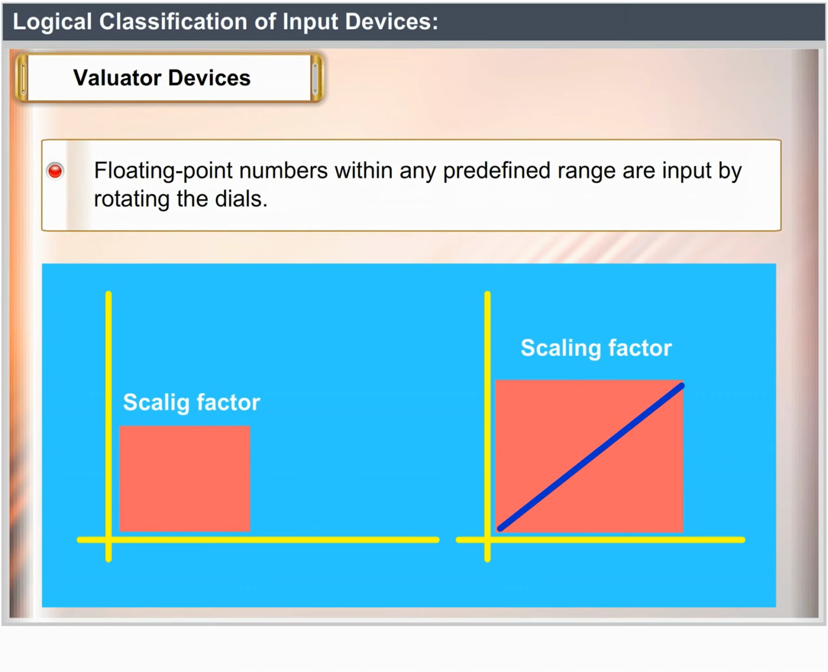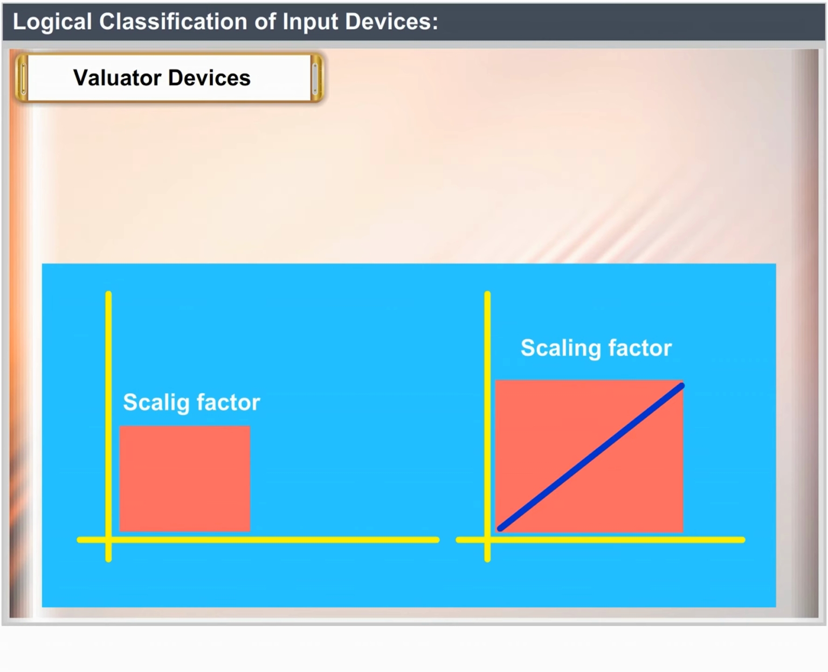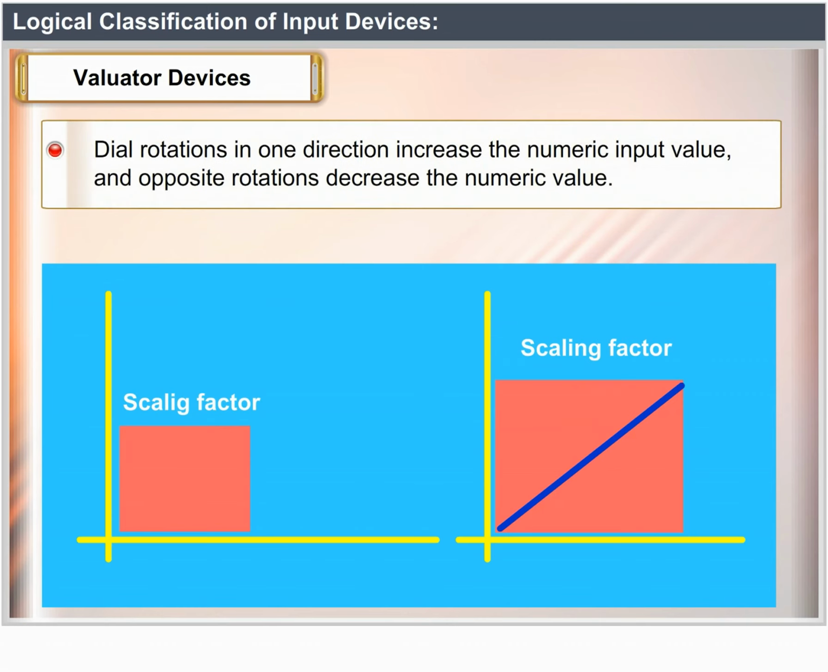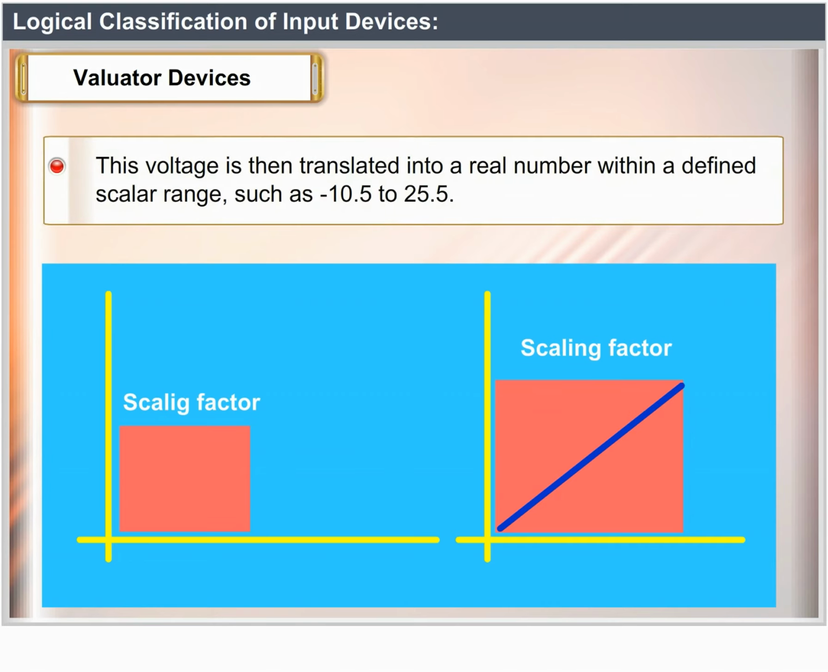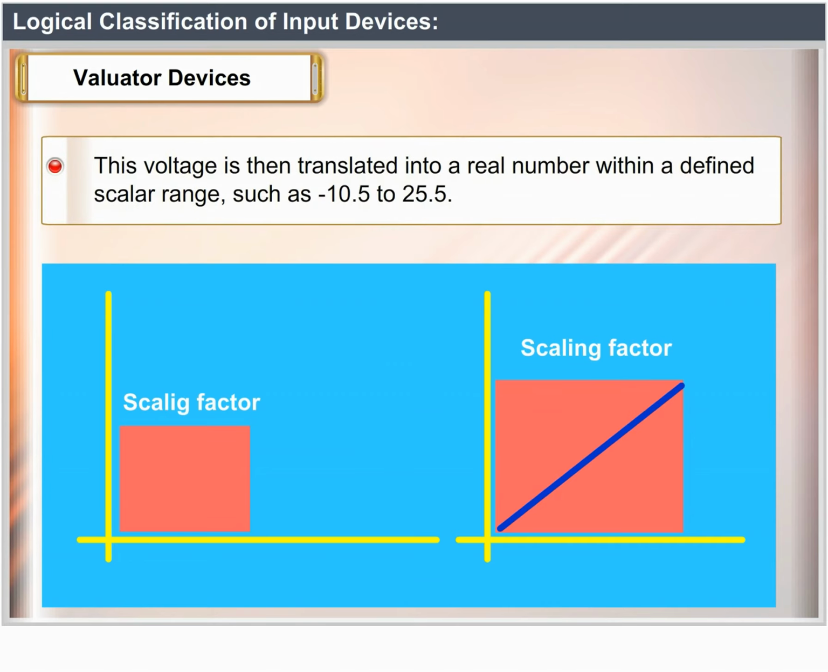Dial rotations in one direction increase the numeric input value, and opposite rotations decrease the numeric value. Rotary potentiometers convert dial rotation into a corresponding voltage. This voltage is then translated into a real number within a defined scalar range, such as -10.5 to 25.5. Instead of dials, slide potentiometers are sometimes used to convert linear movements into scalar values.